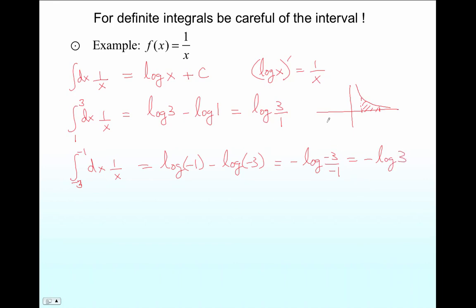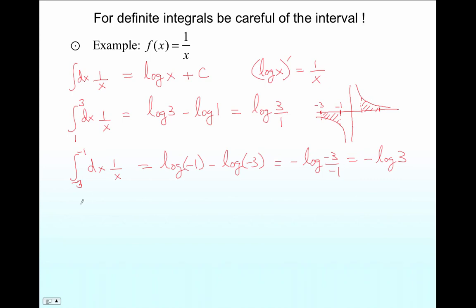Now that also makes a lot of sense, because let's plot log of x for negative values. And so let's say that this is minus 1 and this is minus 3. Then we're looking at the area over here between minus 1 and minus 3. And this is just as much area as over here, but it's down here, it's negative, and so we get minus log 3 as the answer.